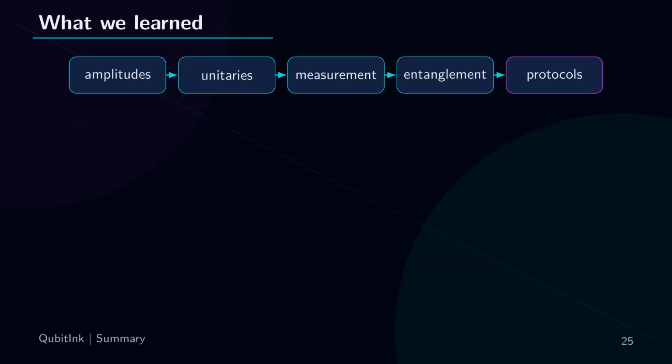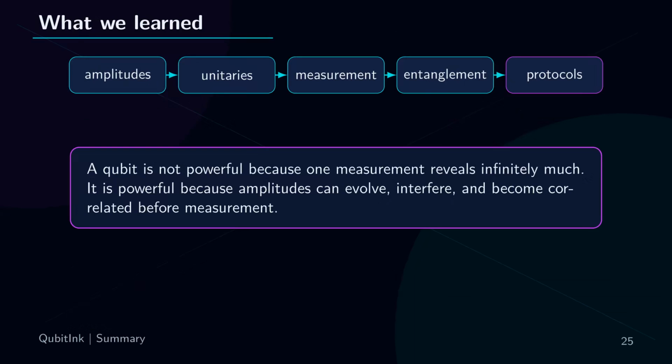Let us summarize. A qubit is not powerful because 1 measurement reveals infinitely much. It does not. A qubit is powerful because amplitudes can evolve, interfere, and become correlated before measurement. Unitary gates preserve the quantum state structure. Measurement converts part of that structure into classical data.